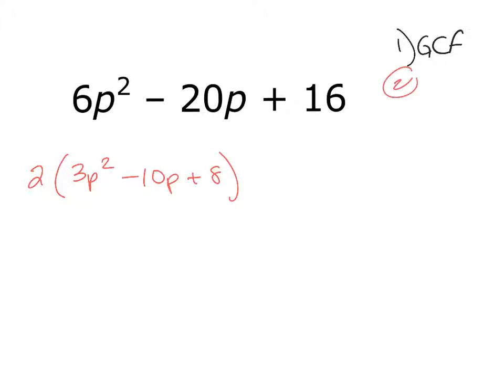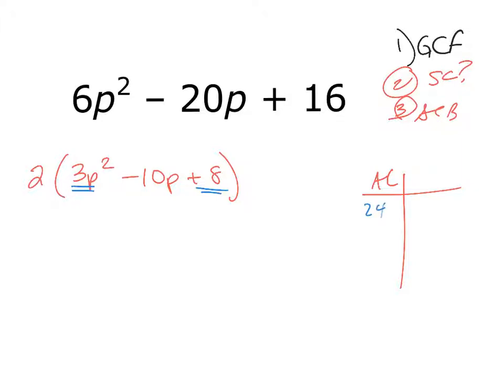Now I do ACB. Is it a special case? No. GCF, then I do ACB. So I am doing the ACB method just for the inside, for the parentheses. So what multiplies to positive 24 and adds to negative 10? 6 and 4, negative and negative.